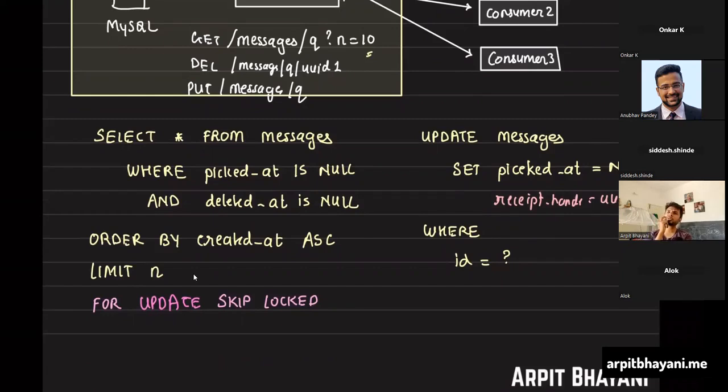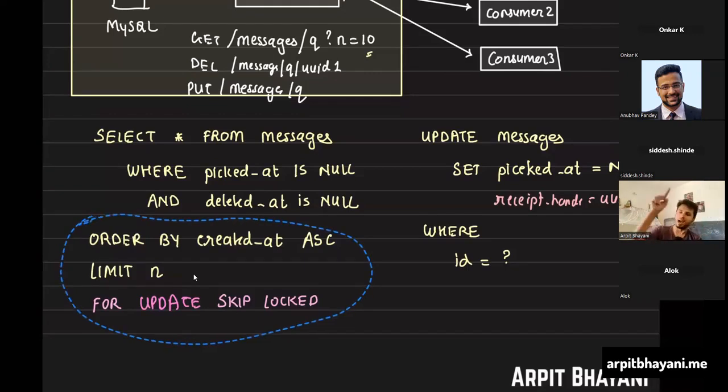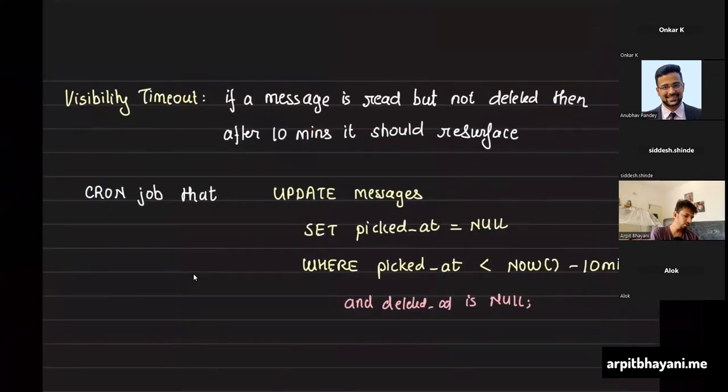No, but you still need to resurface the message at the top. How will you do that? Because if you just put it over here, are you putting an and clause or an or clause? Or clause, right? Or clause with picked_at is null. Yeah, you can do that. But then someone has to set picked_at to null anyway. Because if picked_at is not set to null, then you're checking for deleted_at. Then that query becomes a little more complex.